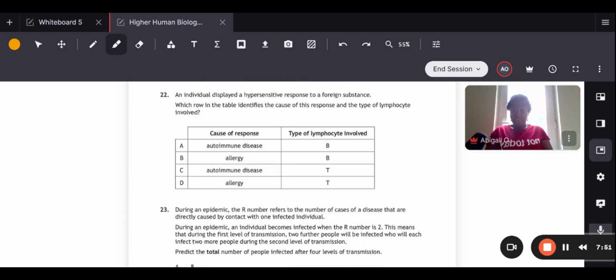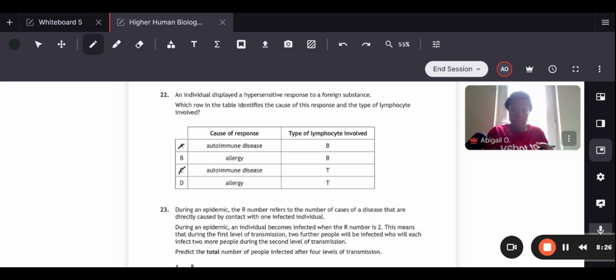So question number 22: an individual displayed a hypersensitive response to a foreign substance. Which row on the table identifies the cause of this response and the type of lymphocyte involved? Whenever we're talking about a hypersensitive response to a foreign substance, we're really talking about an allergy. That's why when the pollen count is high, we all start sniffling and your throat gets itchy, or if there's peanuts in your food, people have peanut allergy. You get an allergy to a foreign substance. Okay, so that tells us that the answer cannot be A or C, because that's talking about autoimmune disease and we're thinking about an allergy.